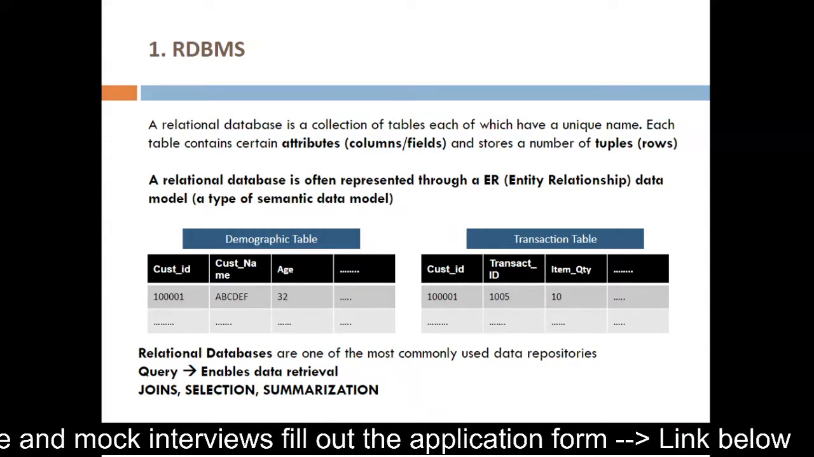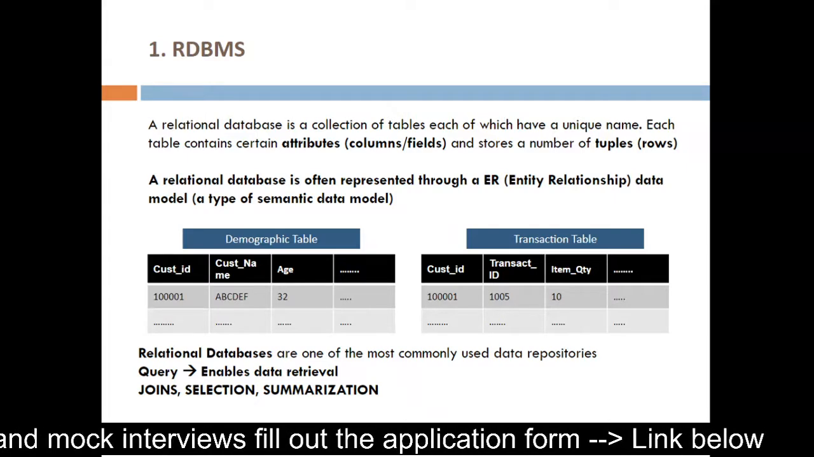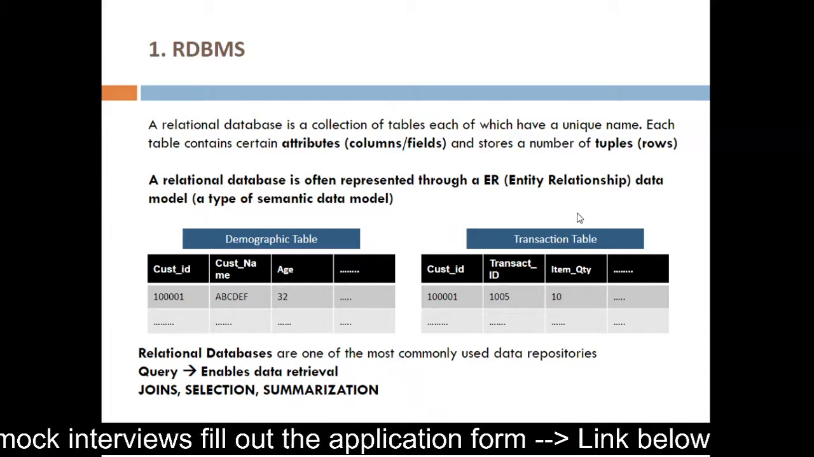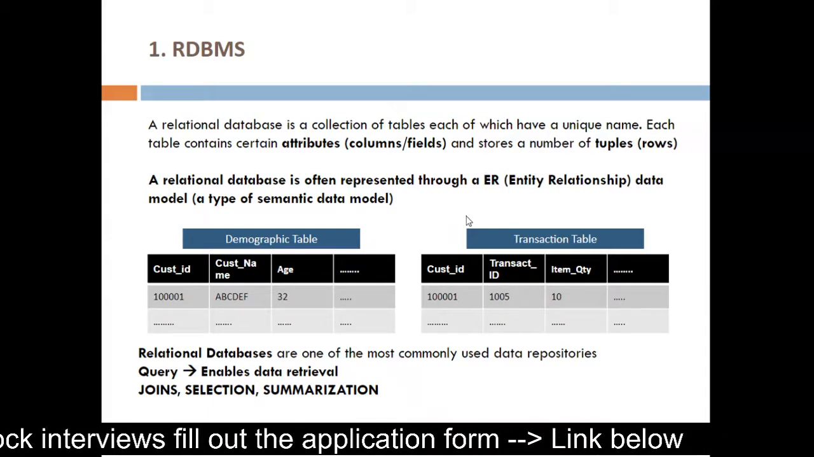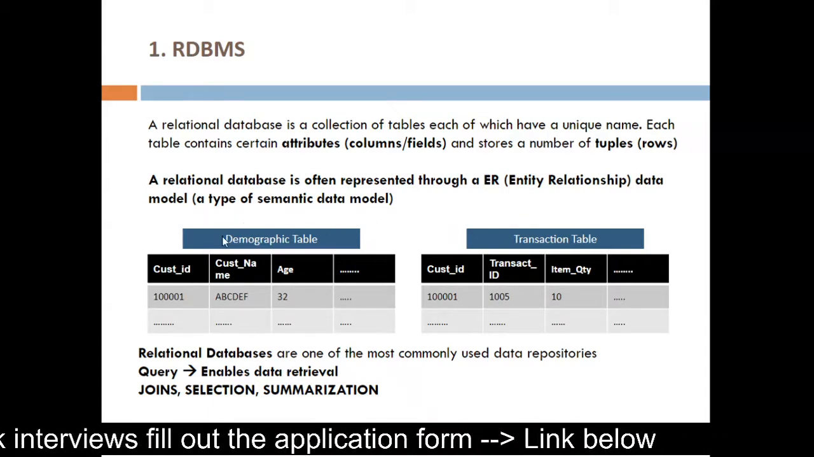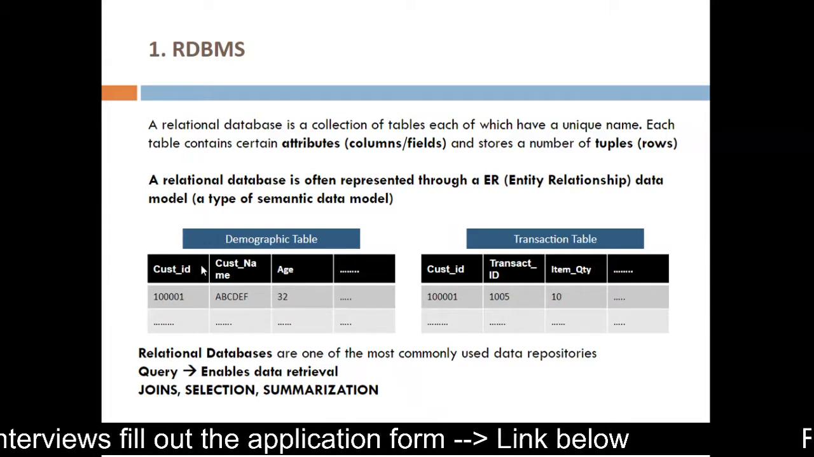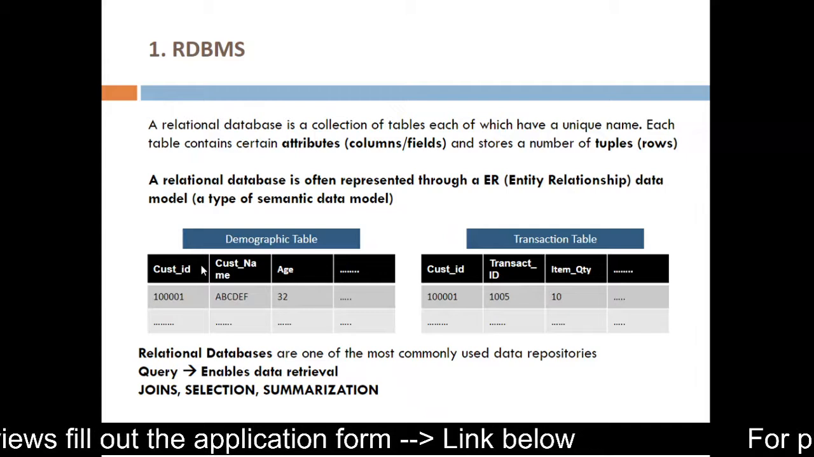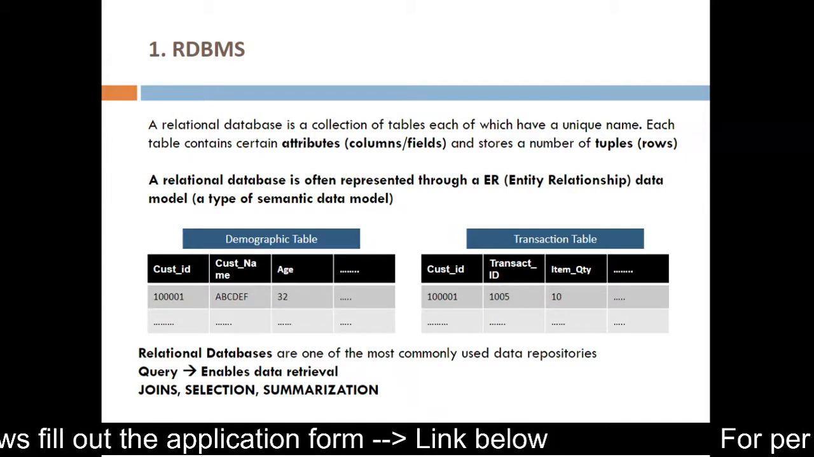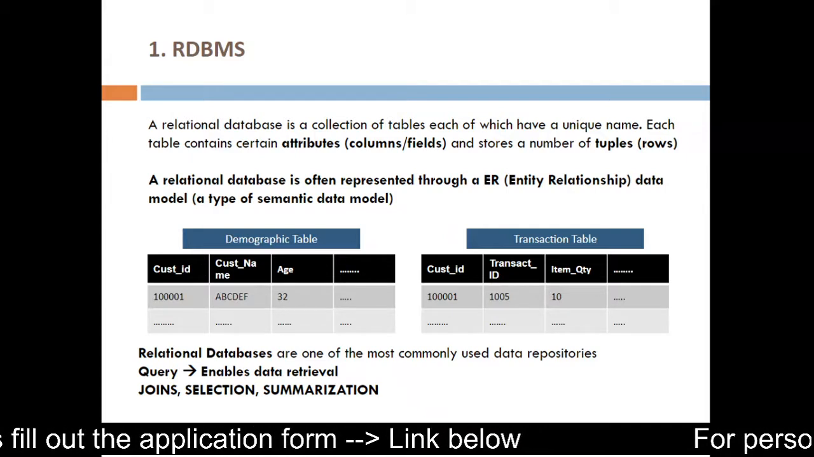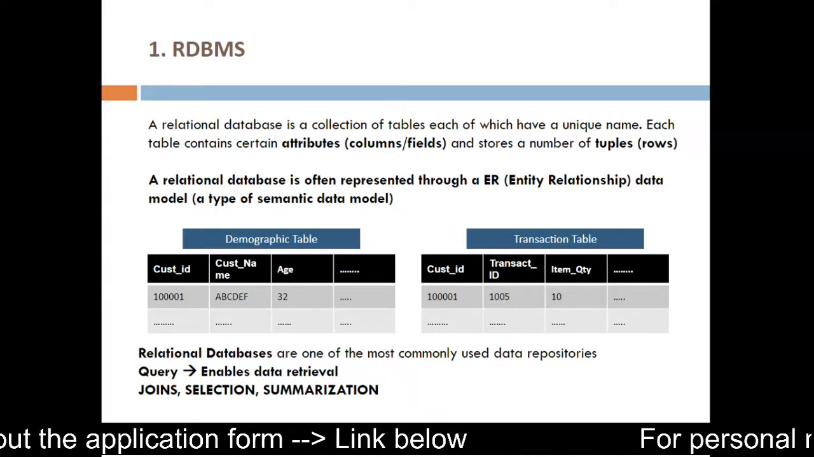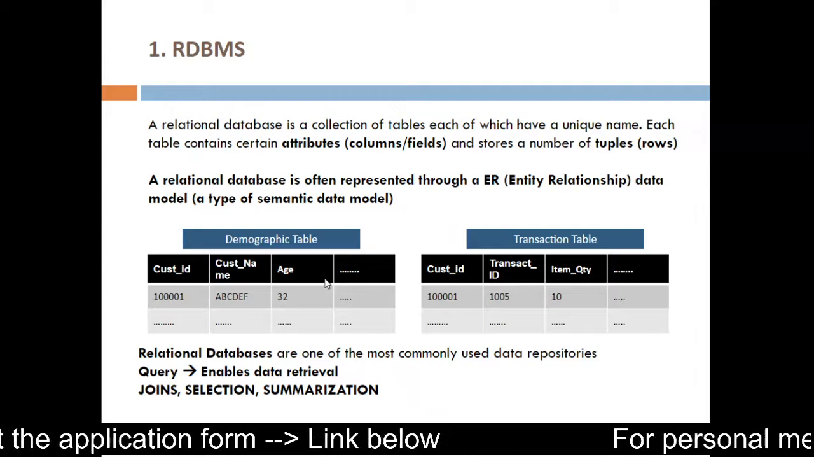A relational database is often represented through what is known as an entity relationship data model. This is a kind of semantic data model. We will come into that gradually. Imagine you have two different tables, and the two tables store the following data. You have information about different customers and their demographic information. For example, what is their age, gender, name, where do they stay, do they own a car, do they own a house, and all of that demographic data is stored in a demographic table.